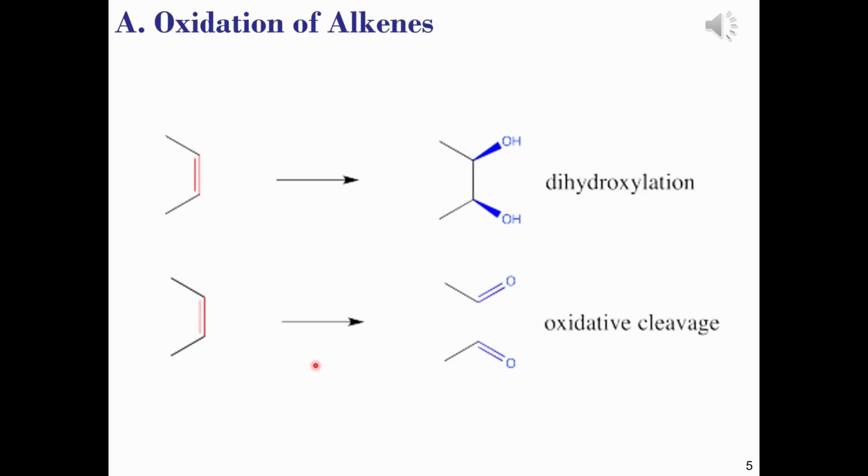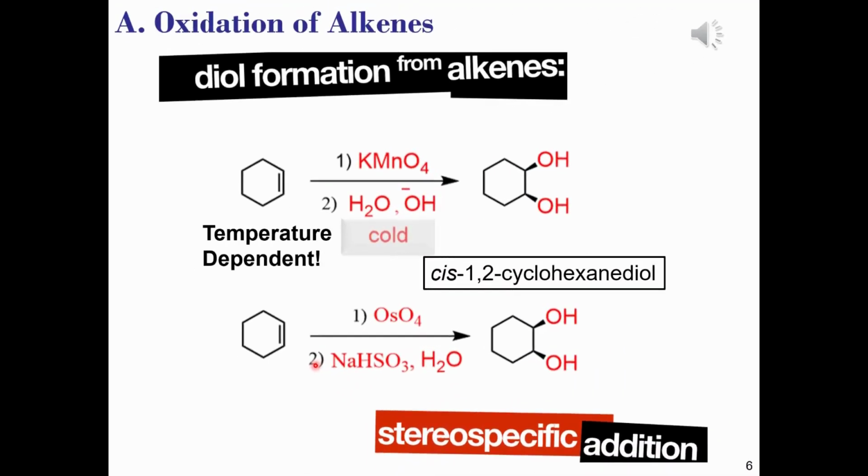Let's have a look at the diol formation from an alkene first. There are 2 possible methods by which to effect a stereospecific syn addition. However, there is a temperature dependence for the first route because otherwise oxidative cleavage can occur. This we'll see on a later slide in a later video.